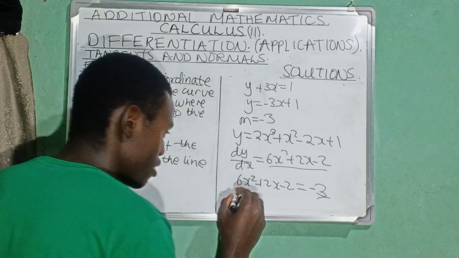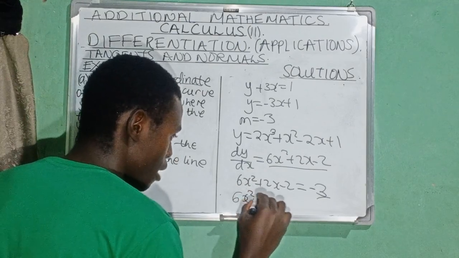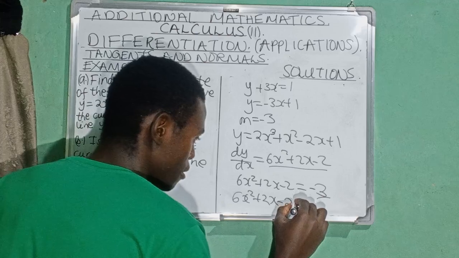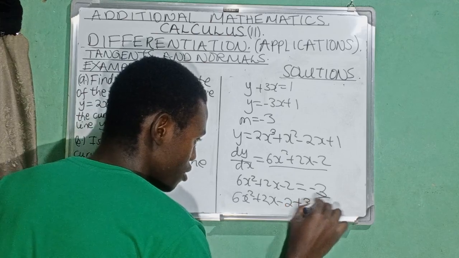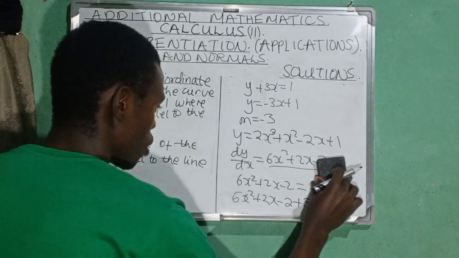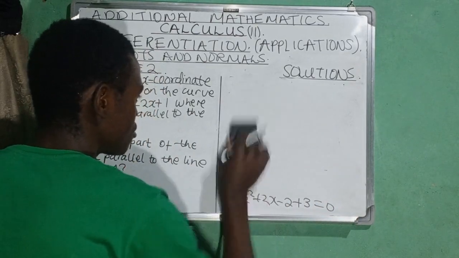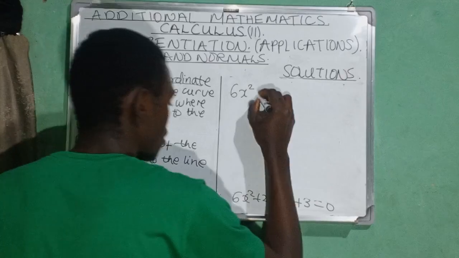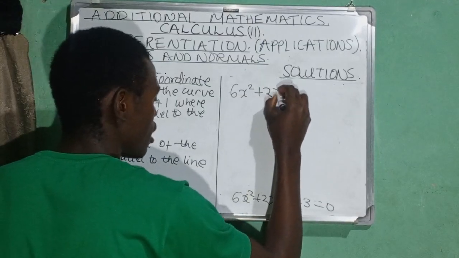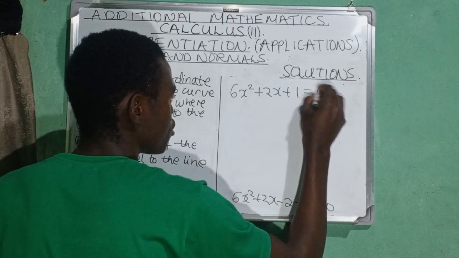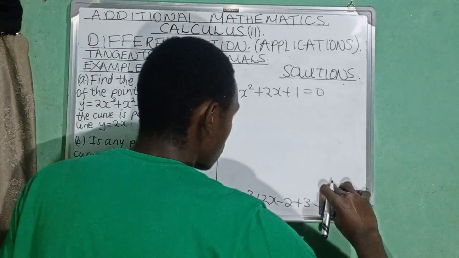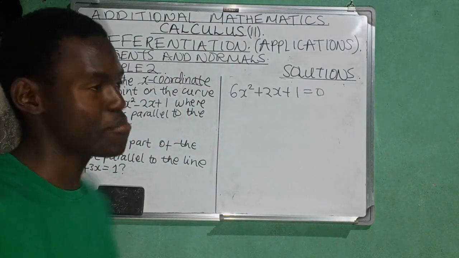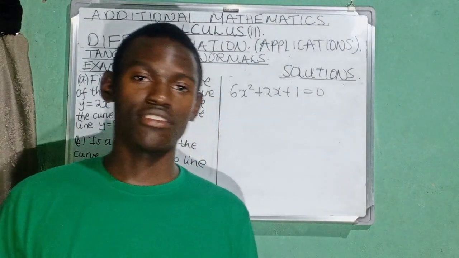Then you group like terms together, it's going to become 6x squared plus 2x minus 2, then plus 3 is equal to 0. To continue, we are going to clean up. This is going to become 6x squared plus 2x, then plus 1 is equal to 0. This is the new quadratic equation we have formed. So the product is a +6, and then the sum is a +2.